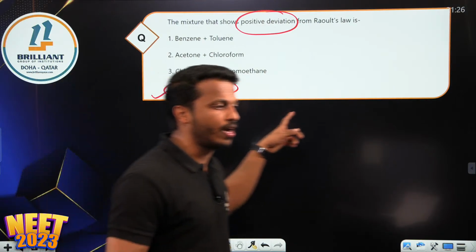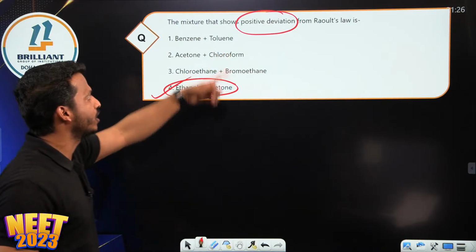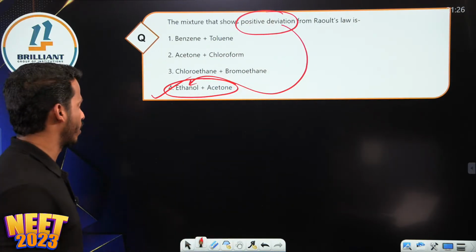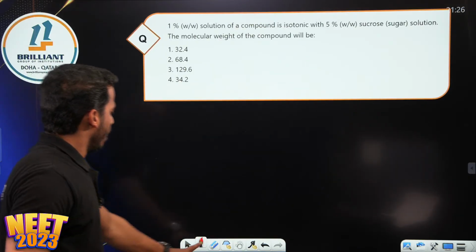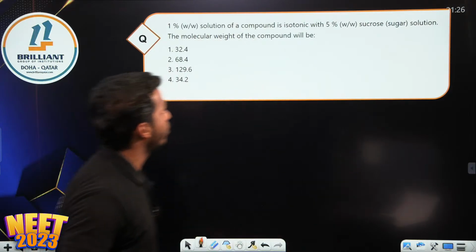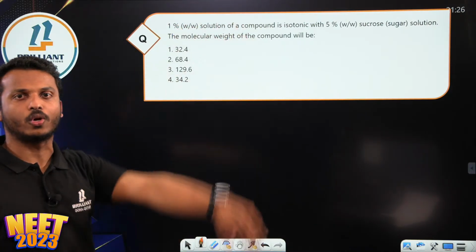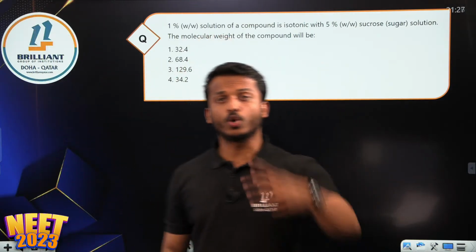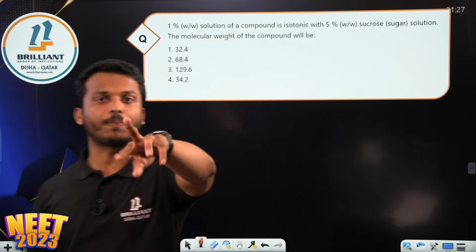That shows which one? Positive deviation. Yes, positive deviation means they contain what? Alcohols. Careful, alcohol. Next question is related to which one? The isotonic solution. What is an isotonic solution, dear all? Isotonic solution means two solutions having the same osmotic pressure.